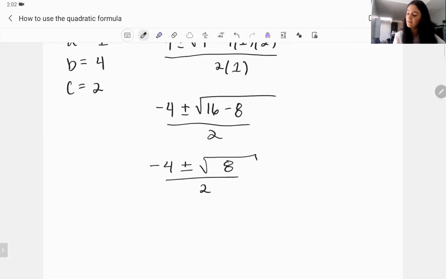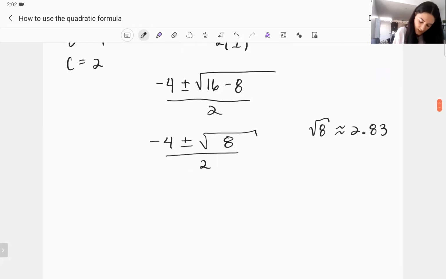And square root of 8 isn't a very nice number, so I'm going to use the decimal approximation of square root 8 to finish this problem, but you could keep it as square root 8 if you wanted to keep your answer exact. But I'm going to use the fact that square root of 8 is approximately equal to 2.83. So I'm rounding to 2 decimals just for the purpose of this problem. Okay, so if we plug that in, we're going to have minus 4 plus or minus 2.83 over 2.